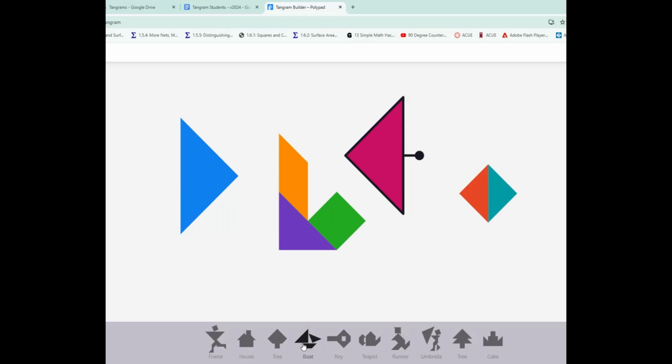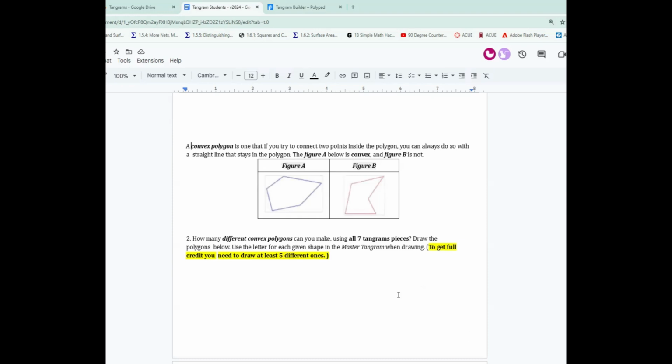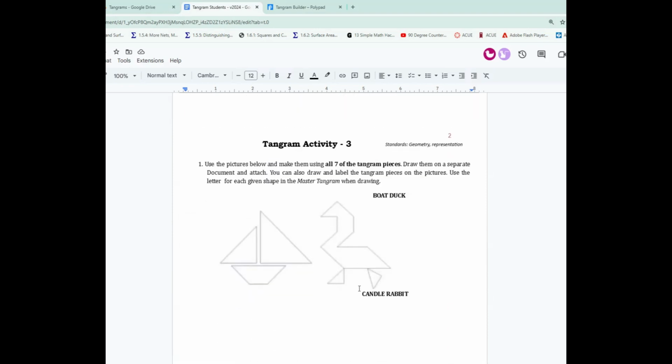You do have a boat. It is not this boat. Okay, so make sure that you understand that this is just to help you use the Tangram and you don't have to cut out. That's what my students used to do in the past. I used to give it to them to cut out.